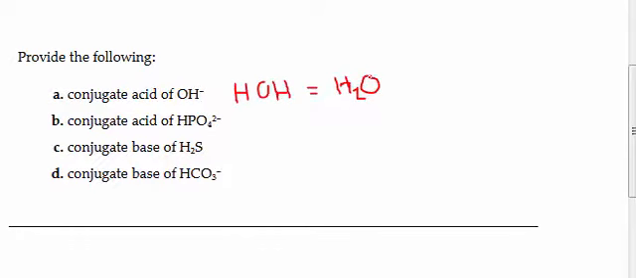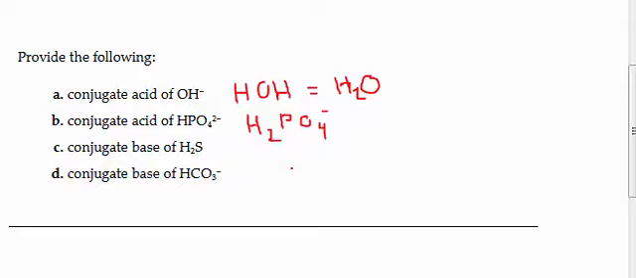So looking at the first example, conjugate acid of hydroxide, if we add a proton, we get HOH, which is really H2O, water. So since hydroxide has a -1 charge, we add 1 to that, we get a charge of 0, so no charge. This is the conjugate acid of hydroxide, water.